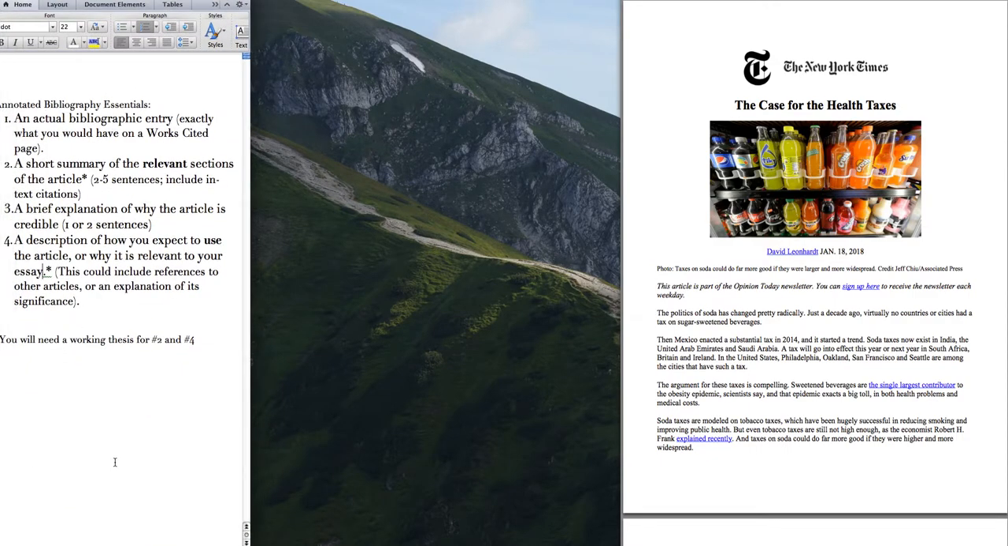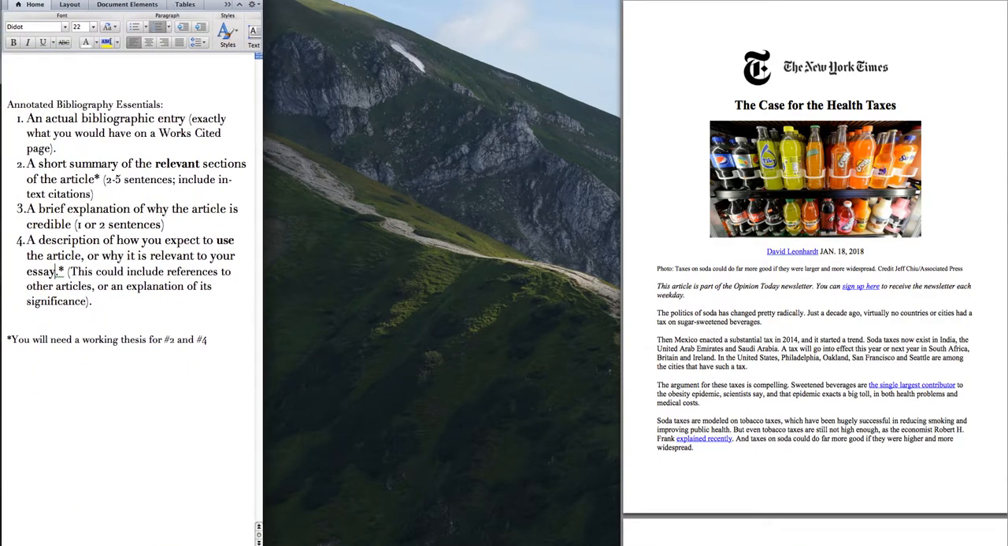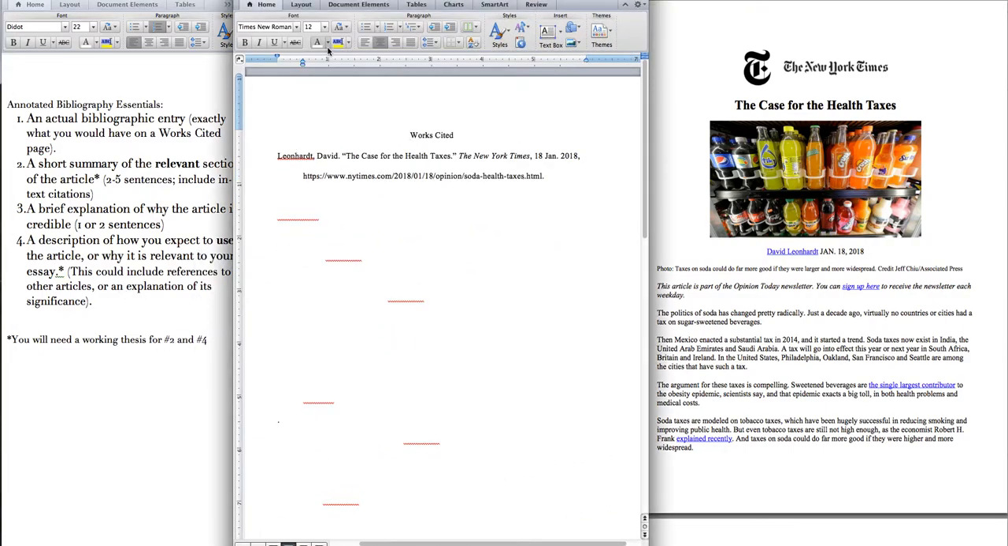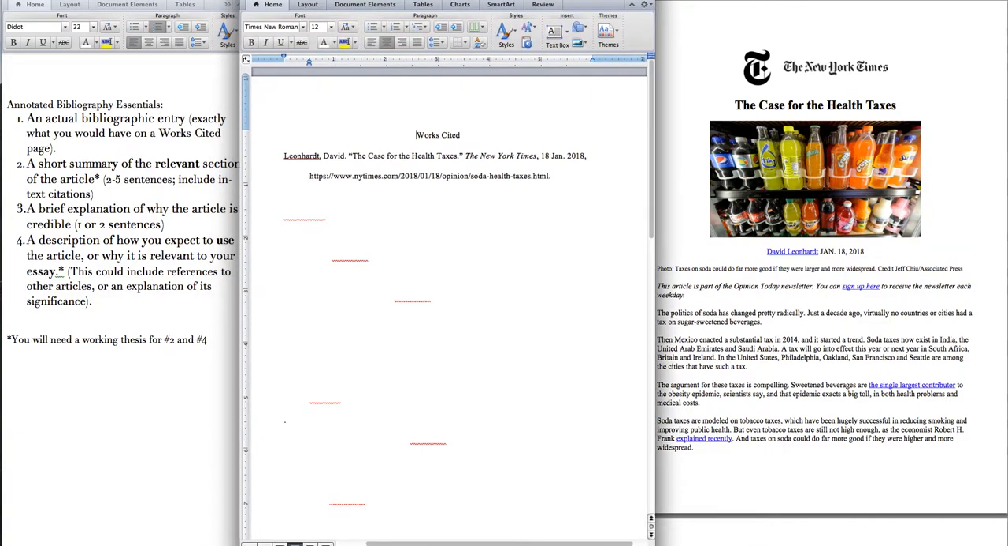So the first thing that we need is an actual bibliographic entry. And I've already gone ahead and written that because we've been working on these in class for quite some time, and I think you'll be able to do that with ease.